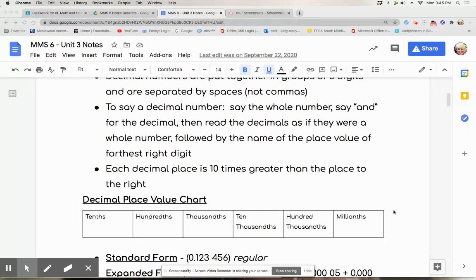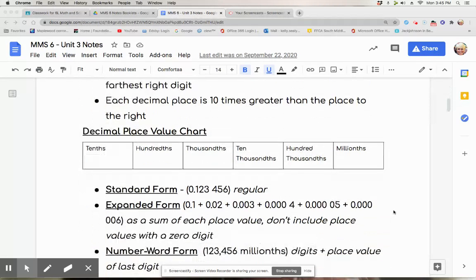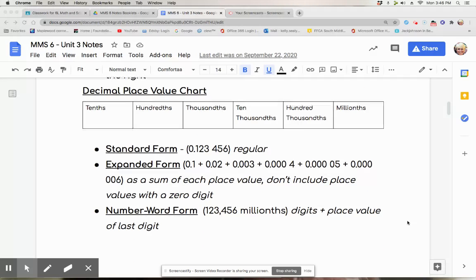Each decimal place is 10 times greater than the place to the right, and here's an example of a decimal place chart. Starting with the tenths, the first place to the right of the decimal, then hundredths, thousandths, ten-thousandths, hundred-thousandths, and millionths. Similar to whole numbers, we have the same types of forms.